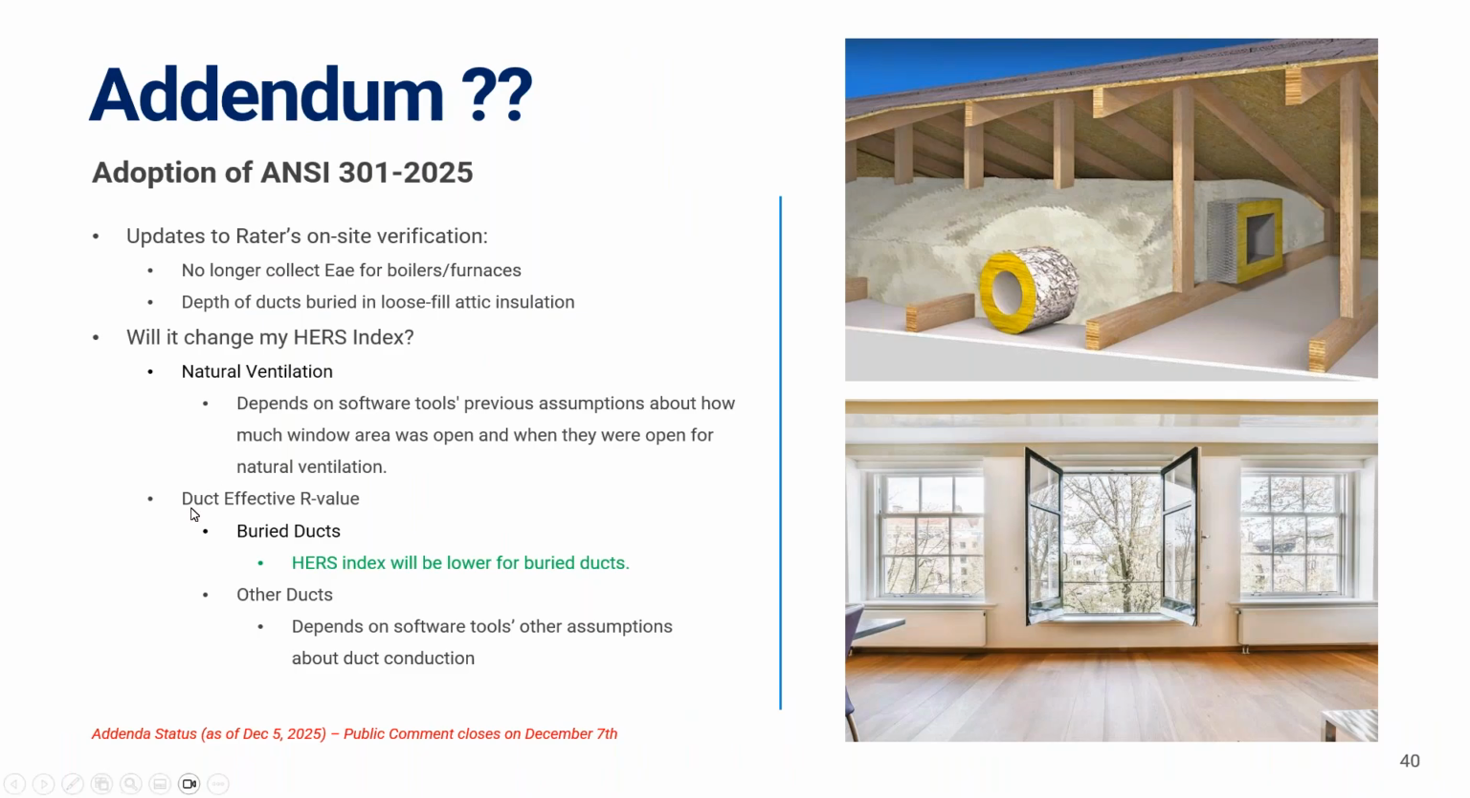The other big change is defining what we call a duct effective R value, and buried ducts are a big piece of this. The buried ducts will obviously change the HERS index; it'll give you a lower index. For other ducts, there are a few other changes in this duct effective R value to account for conduction and how heat transfer changes at different flow rates inside the ducts. Again, the impact on the HERS index will depend on what the software tool's assumptions were. So that's what's coming in 301-2025. I think there are other changes that are not as related to the rating calculation or data collection procedures, but I just wanted to give a heads up about that.